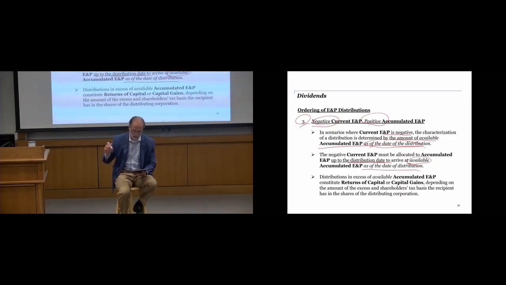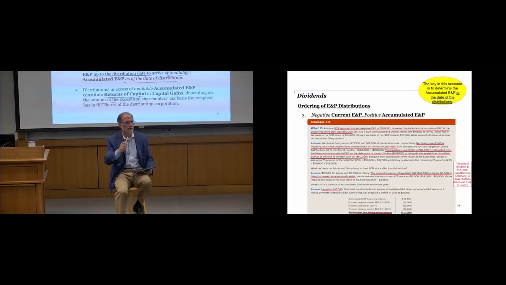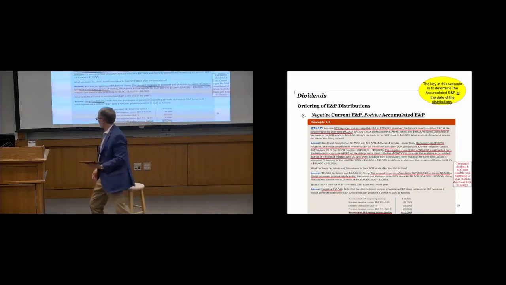Distributions in excess of that amount of available accumulated E&P, then I jump to return of capital, to the extent of basis. Anything in excess of that goes to the catch-all of capital gains. And that all is obviously going to depend on the amount of the excess and the shareholder's tax basis in the shares of the corporation. Okay, so I've lost money currently, but I made money in the past. So now what I have to do is advance some portion and eat into that accumulated E&P for that current year loss. Okay, 7.6 is Ethan.